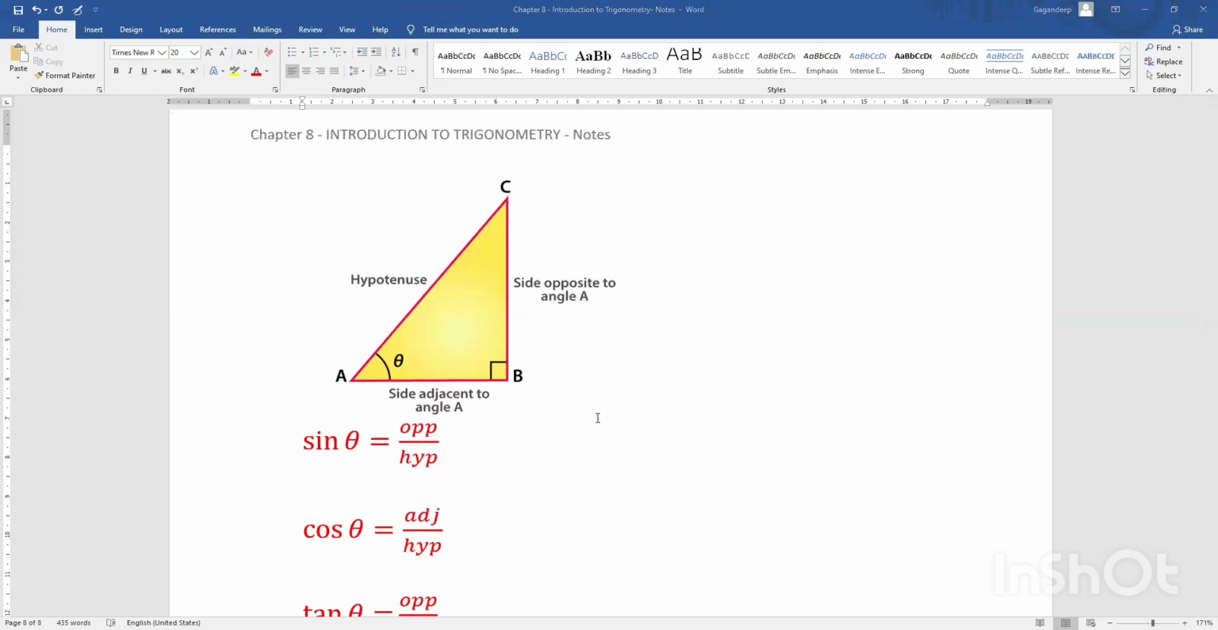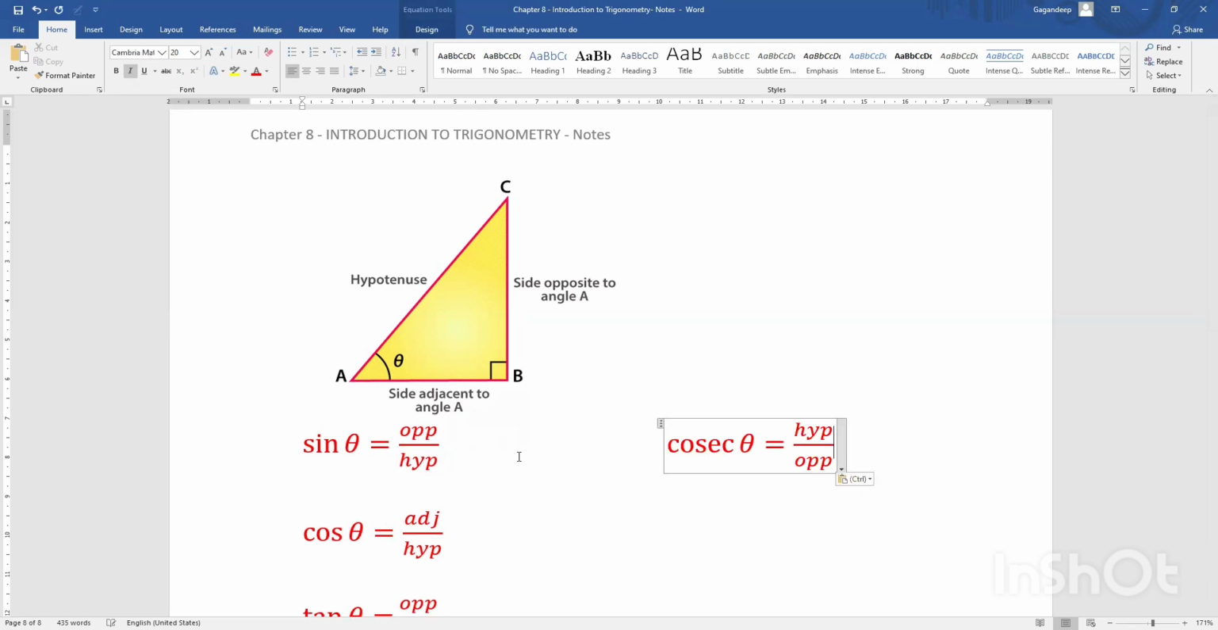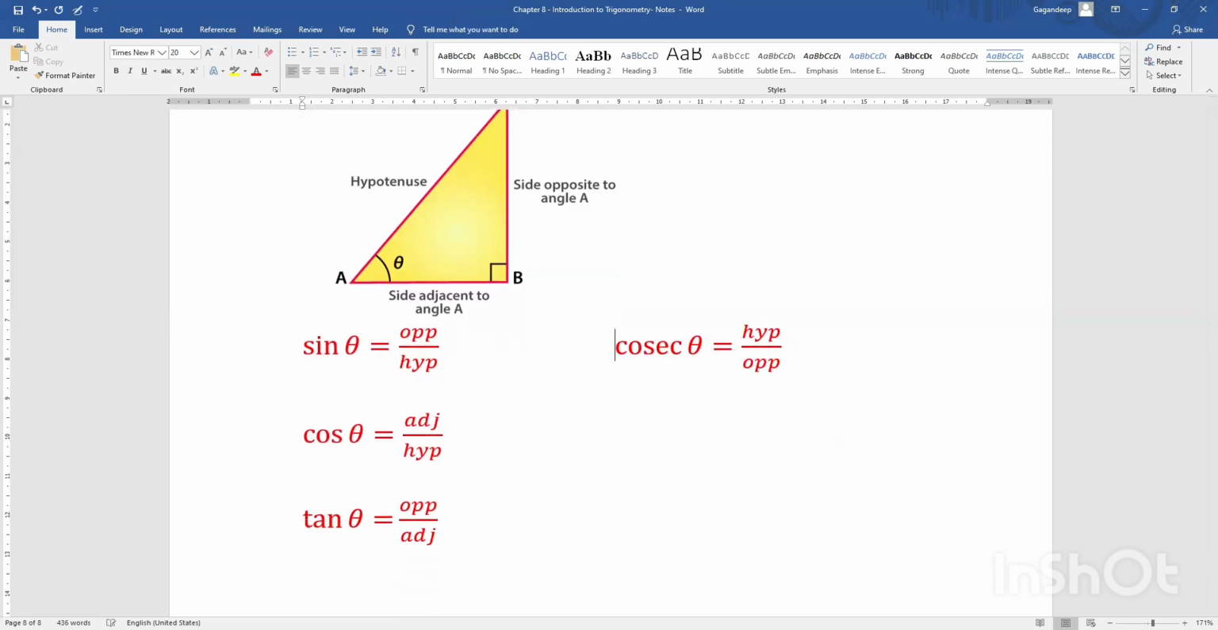Then I have the remaining three ratios. Let me explain. One is cosecant theta, which is nothing but hypotenuse by opposite. How do you remember this? If you look at sine theta and cosecant theta, they are inverse of each other. For sine theta we have opposite by hypotenuse, so the numerator is the opposite and the denominator is the hypotenuse. But for cosecant theta it is the reverse: in the numerator you have the hypotenuse, whereas in the denominator we have the opposite.